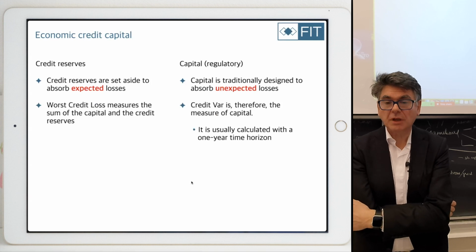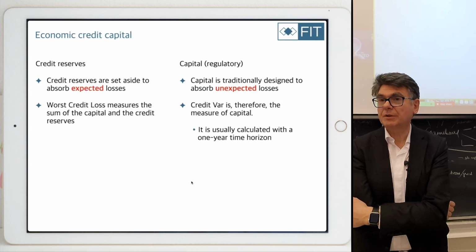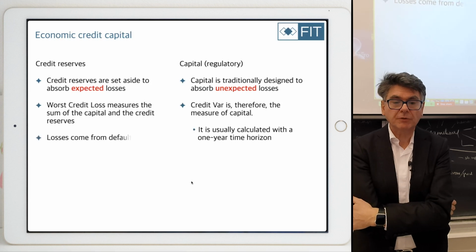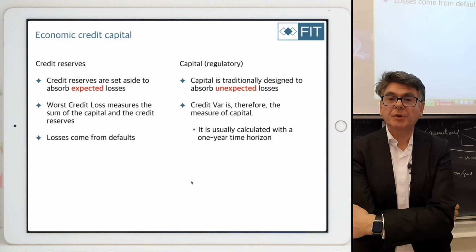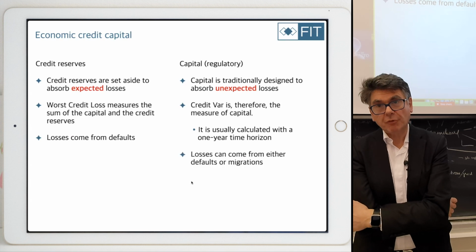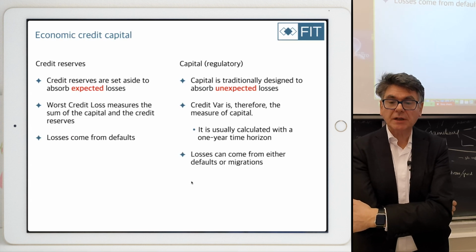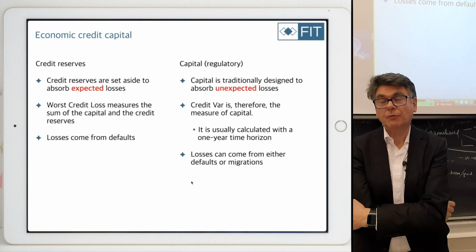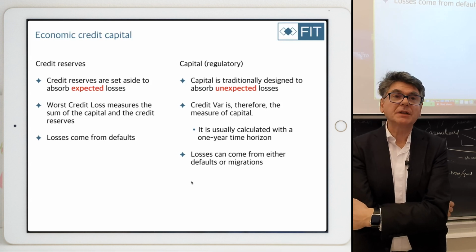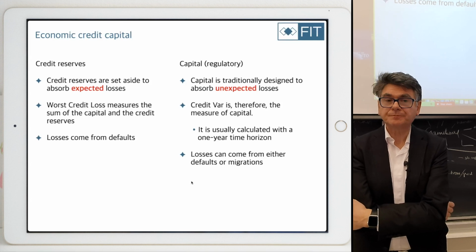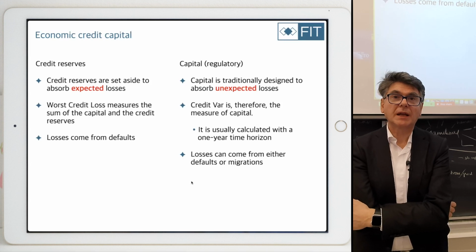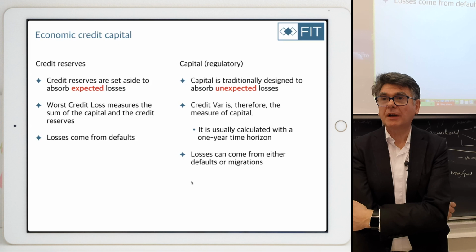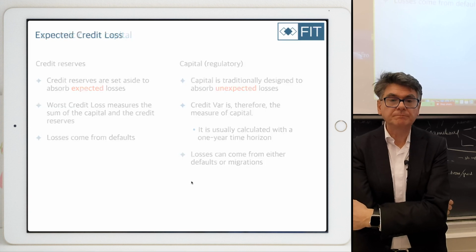It could be calculated over a one-time horizon, but sometimes you can do this monthly, for example. Losses come from defaults, but from a regulatory perspective, losses can come from defaults or actually from migrations. Imagine that my counterparty gets downgraded. It does not trigger a default, but now my portfolio is worth less, and that could increase my regulatory capital. We'll see an example of that.